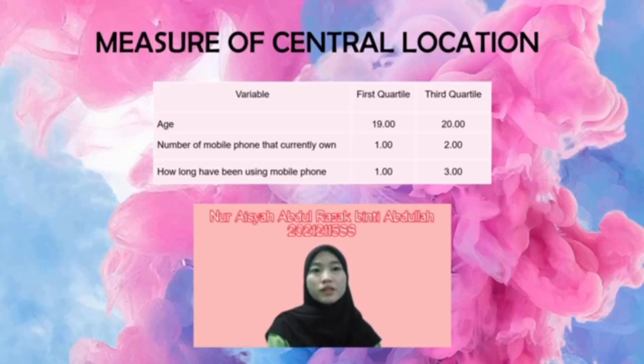For variable how long has been using mobile phones, the first quartile is 1.00, which indicates 25% of students are using their mobile phone less than 1 year, and 75% of them are using their mobile phone more than 1 year. However, the third quartile of 3.00 indicates that 25% of students are using their mobile phone more than 3 years.